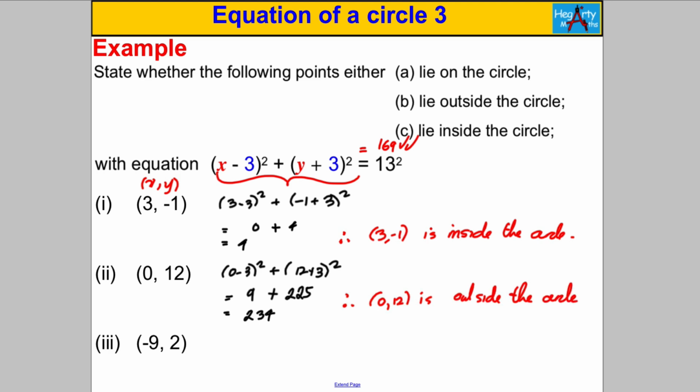And the last one, let's substitute in these. We're going to say -9 subtract 3 all squared, add 2 add 3 all squared. -9 take away 3 is -12. -12 squared is positive 144. Add 2 add 3 is 5. 5 squared is 25. If I do 144 add 25, I get myself 169, which is the same as 13 squared, and therefore I can say that it lies on the circle. So -9, 2 lies on the circle.